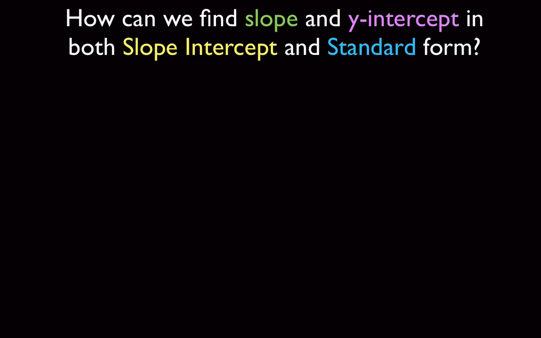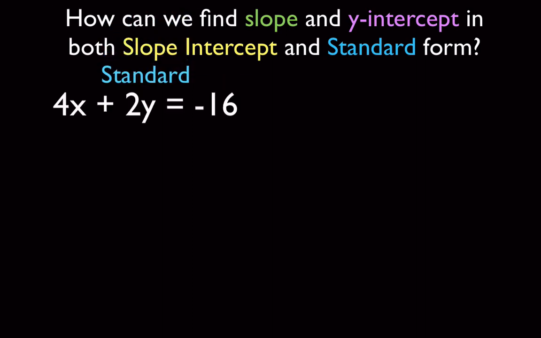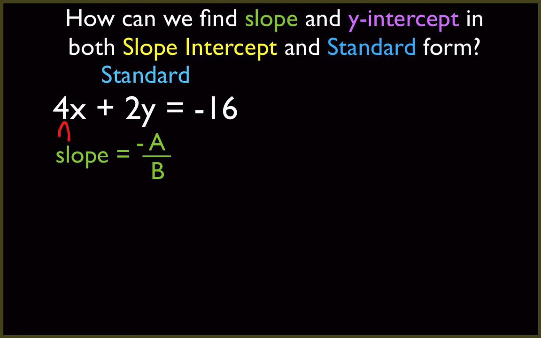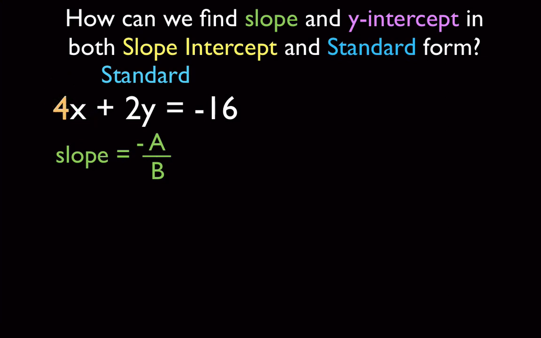Okay, let's look at standard form next. Standard form, remember, is when x and y are standing next to each other. That's why I call it standard form. In order to find the slope, we take the opposite of a. Remember, this is a, this is b, and this is c. We take the opposite of a, so that'd be -4, over b, which is +2. Simplifying that, I get a slope of -2.